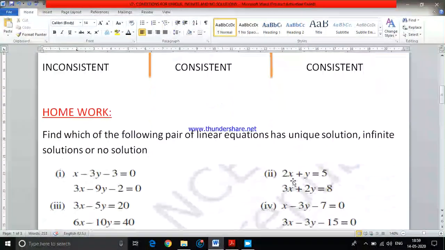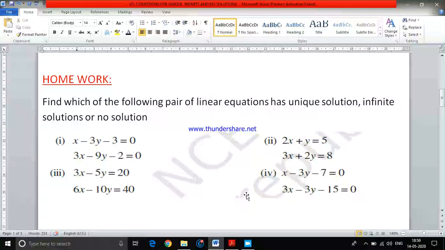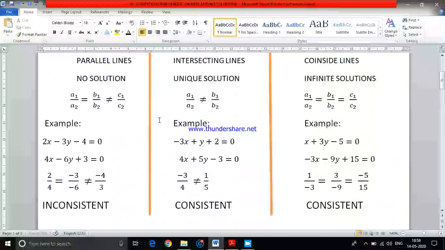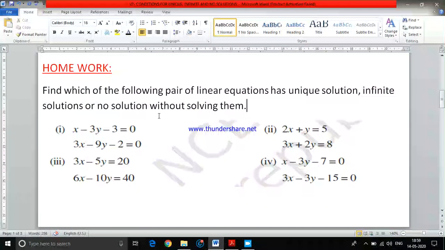Okay. Now I give the homework here. You have 4 questions here. Find which of the following pairs of linear equations has a unique solution, infinite solutions, or no solution without solving them. Without solving them means without actually finding the values of x and y, you have to decide. How will I decide? Using this concept. By comparing the ratios a1, a2, b1, b2 and c1, c2, I can decide whether it has a unique solution, infinite solutions, or no solution. No need to find the actual x and y values, just find the ratios and decide. Okay, this is the homework.